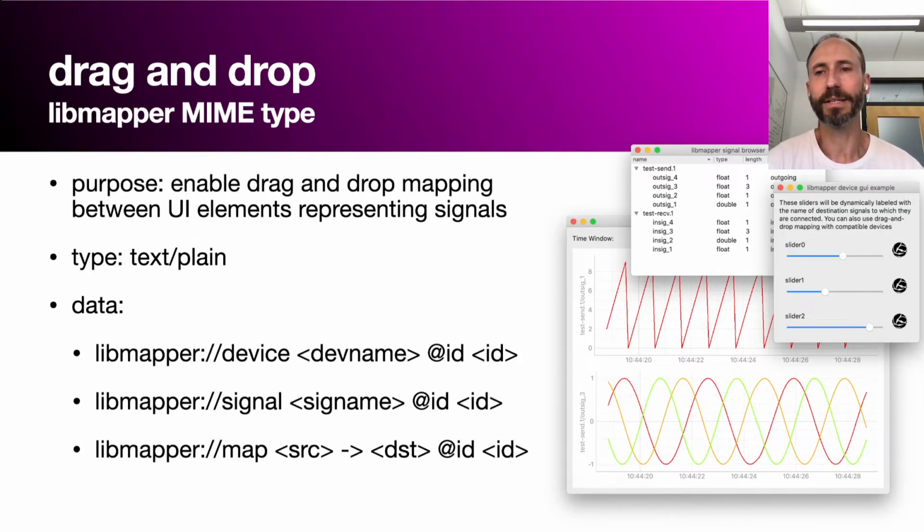So I'm just using plain text, since it also seemed desirable that you could just drop this into a text editor and be able to see the name and the ID of the device in human readable form. And then I'm just prepending it with libmapper. It looks a little bit like a URL.